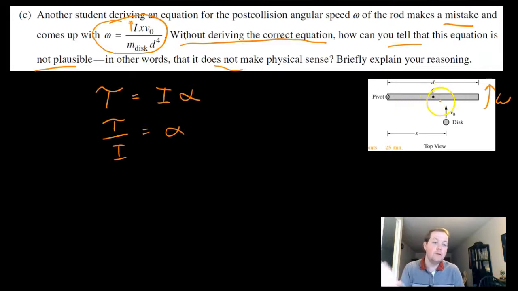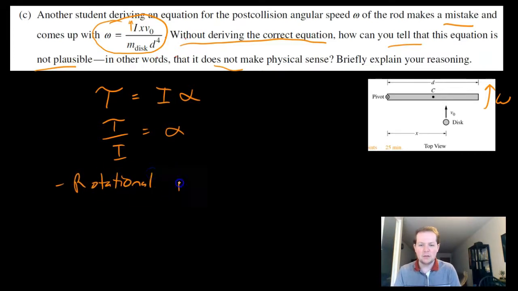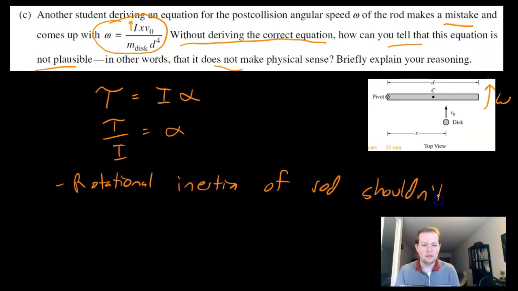If this was a toothpick and I flicked a ping pong ball at it, the toothpick would rotate. But if this was, say, a 2x4, a big wooden beam, and I flicked a ping pong ball, it's not going to move that much. I don't think this equation is right because inertia shouldn't be in the numerator, on the top. So rotational inertia of the rod shouldn't be on top.